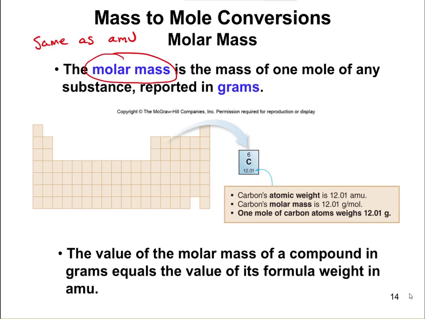The units are atomic mass units, and in molar mass, the unit is going to be grams per mole. So in this case, if you look down here in this box, it says carbon's atomic weight is 12.01 AMUs. You can also say that carbon has a molar mass of 12.01 grams per mole, right? So in other words, 1 mole of carbon would weigh 12.01 grams.